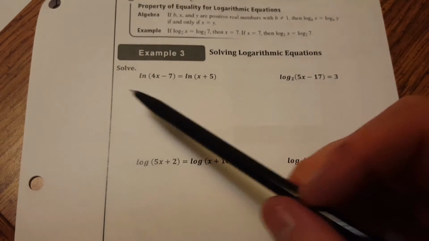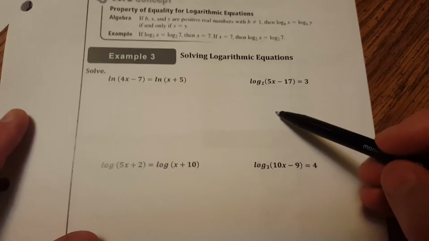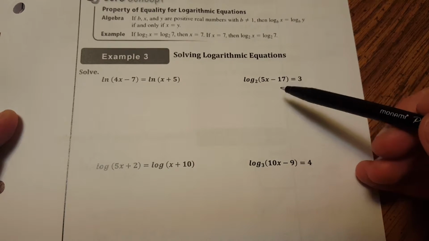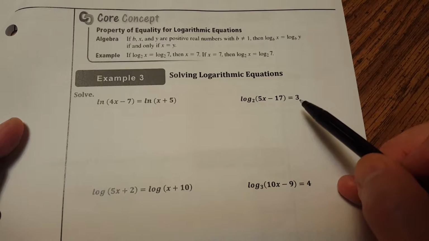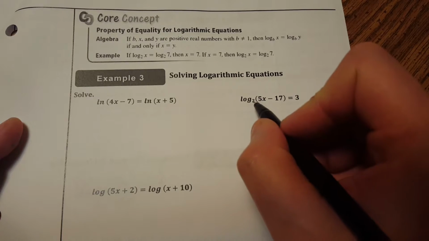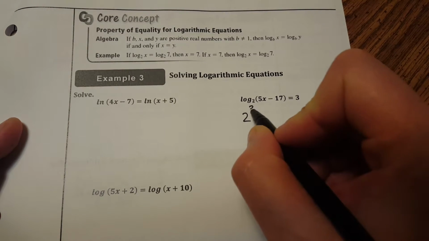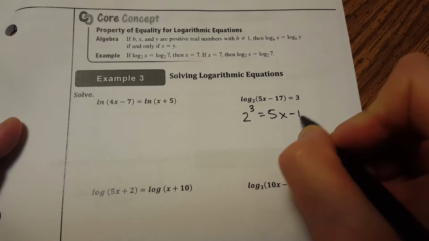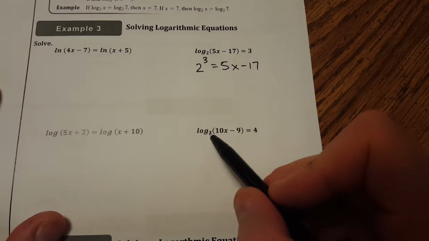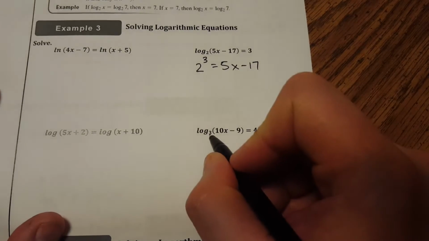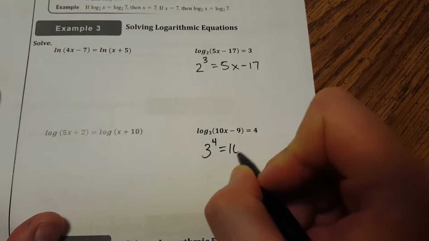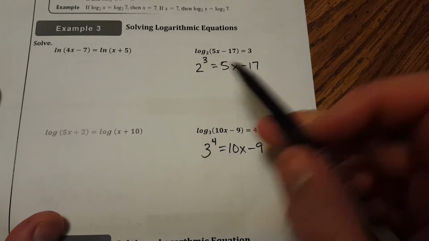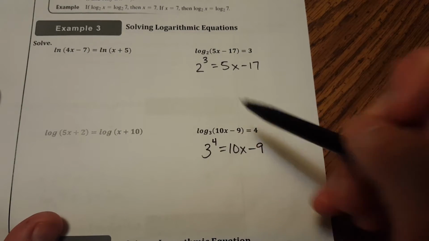So right away, I noticed these are logarithms. The ones on the right are like our first set on the front page because it's a single logarithm equaling some value. So I can rewrite these: 2 to the third power equals 5x minus 17, or down here 3 to the fourth power, right? The base stays the base, so the base of the log becomes the base of the exponent, and then the opposite side becomes the power equals 10x minus 9. So I rewrote those. And now I can go through my solving steps.